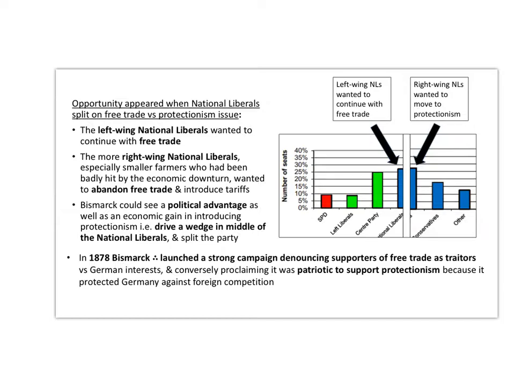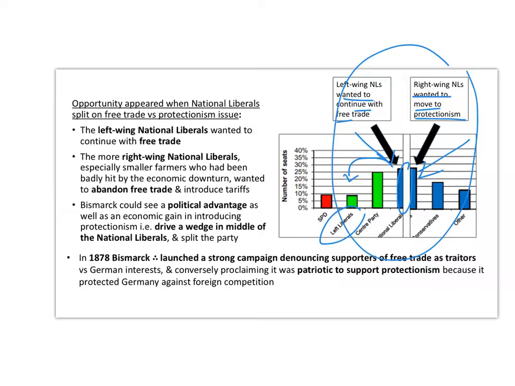I've represented it as a diagram there. I've simply shown the split here. As you can see, there's the National Liberals, and the National Liberals on the right wing, a group of them, wanted to move away from free trade towards protectionism, and those more on the left of the party wanted to continue with free trade. And ultimately, that left-wing group broke away and formed a new party called the Left Liberals. That didn't happen straight away, it happened over time, but that ultimately is what happened.